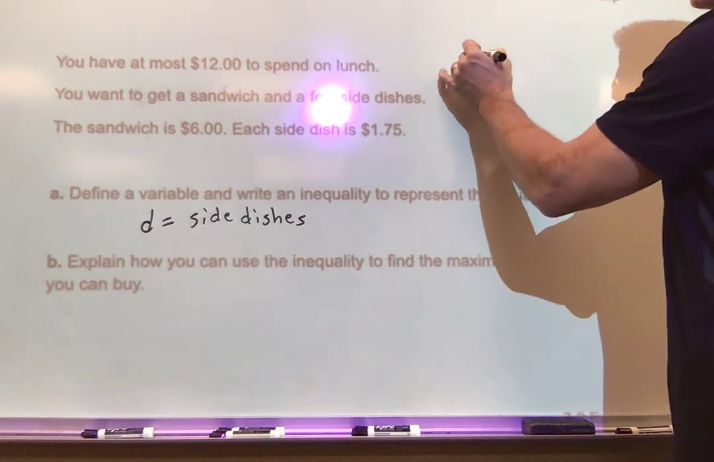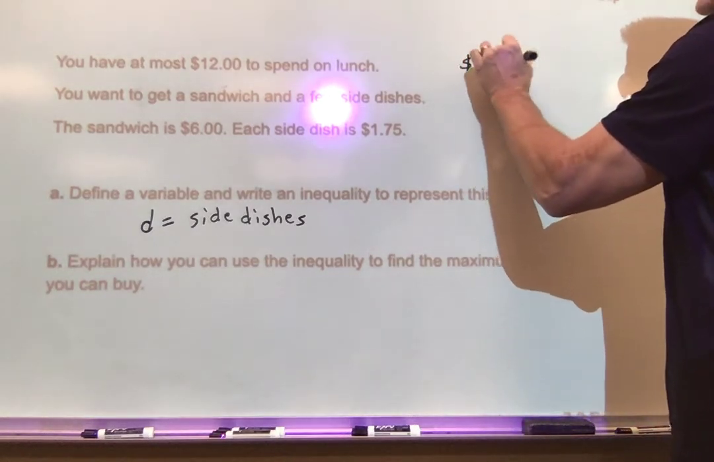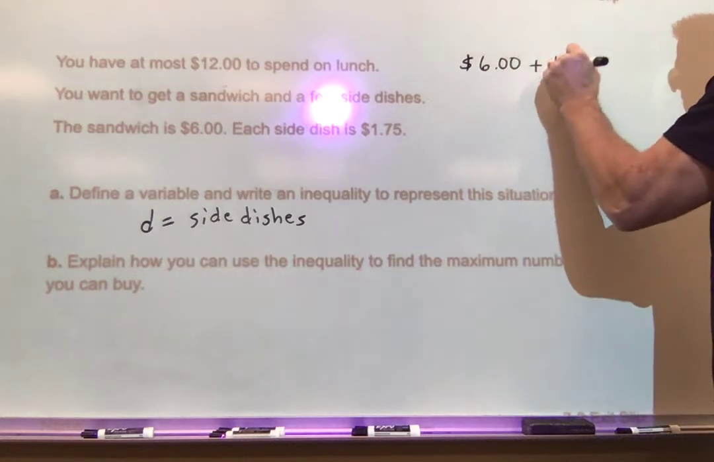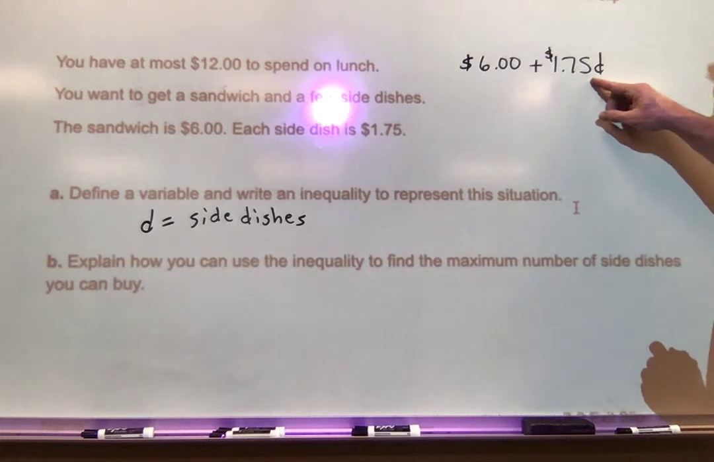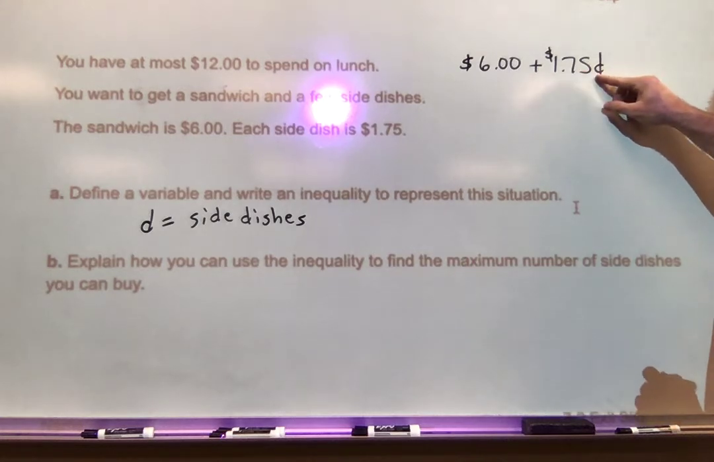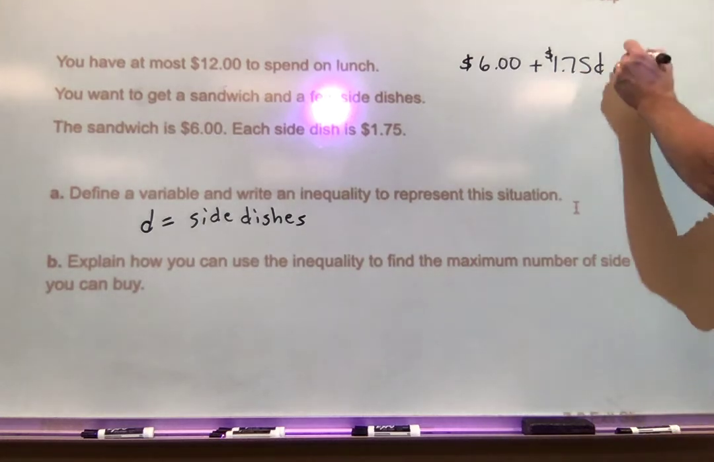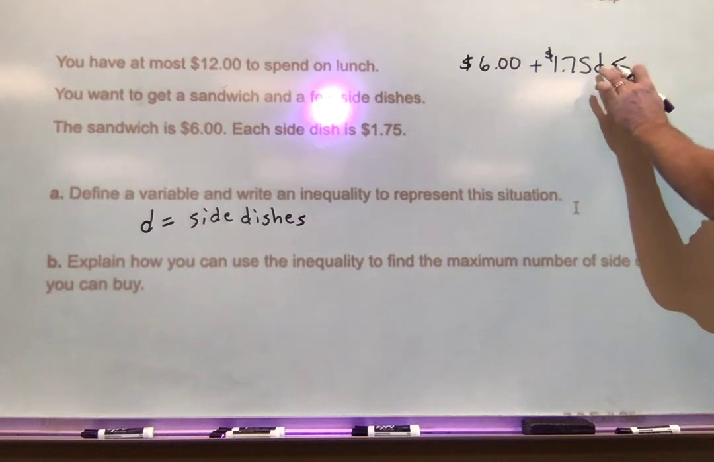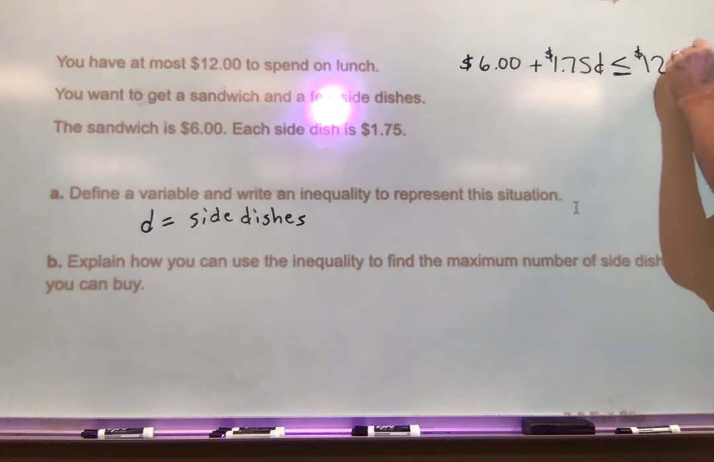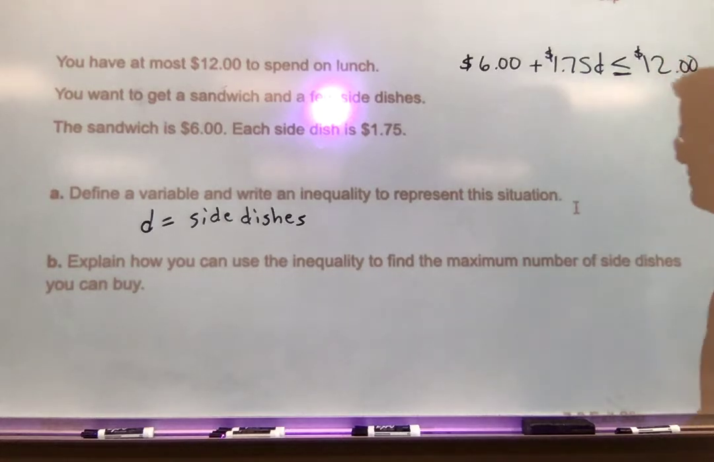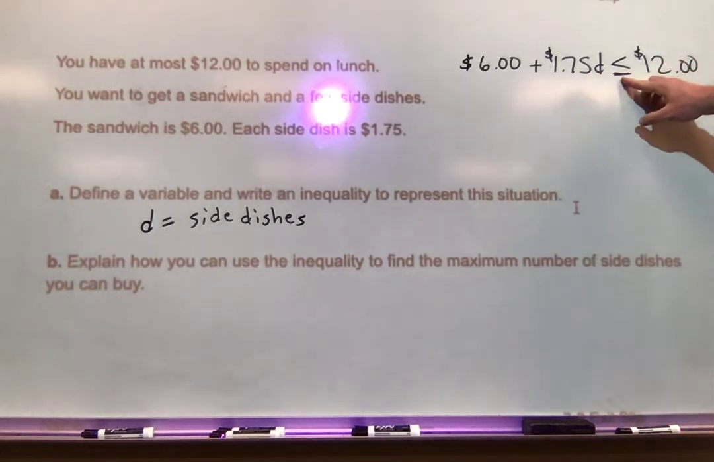So I know a sandwich costs $6, and I have to add $1.75 times each side dish. You have to take $1.75 and multiply it by every side dish because they all cost that, and it has to be less than or equal to $12 because that's how much I have to spend. I could spend it all, so it can equal exactly, so it's got to be less than or equal to $12. If it's less, I'll get some change back.